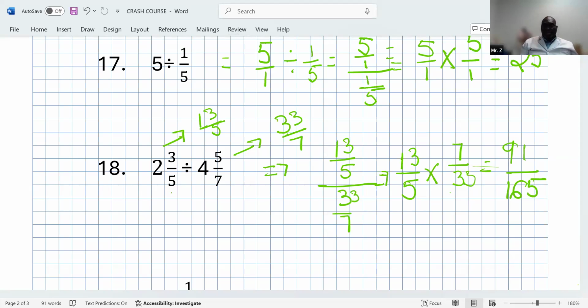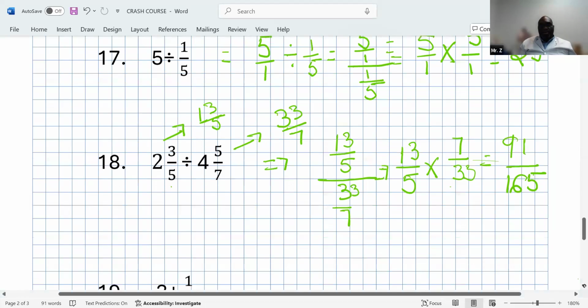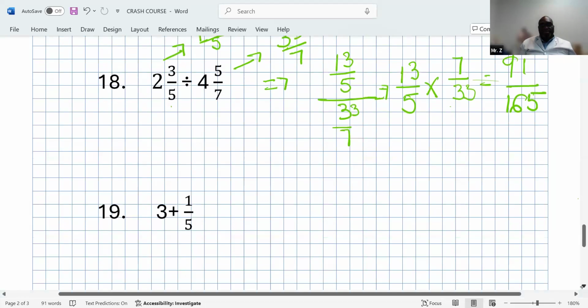All right, so this right here is a proper fraction because 91 is less than the denominator, so you leave that alone. If it cannot be simplified, it cannot be simplified, leave it alone. Okay, all right, so let's keep going on number 19.